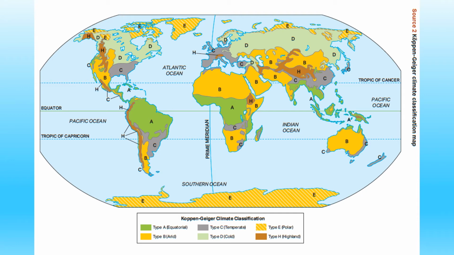This is source 2. This is the Köppen-Geiger climate classification map. So go ahead, pause the video, and fill out the box for source 2.